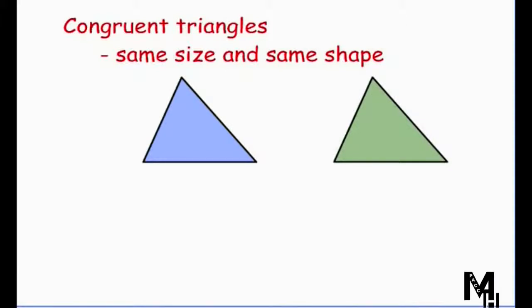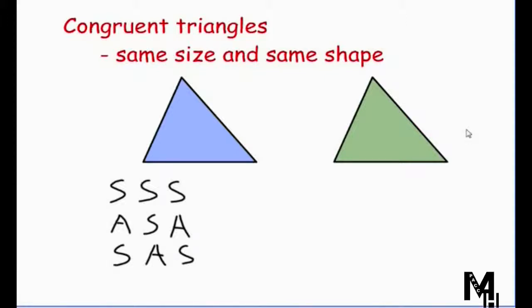What are the three congruency theorems? The three congruency theorems are side, side, side; angle, side, angle; and of course side, angle, side.